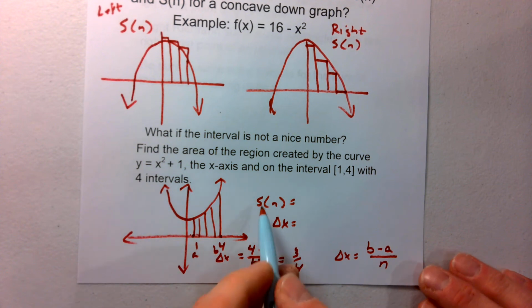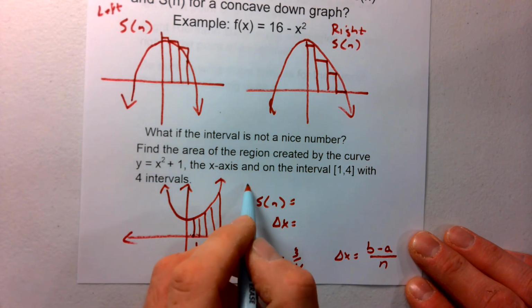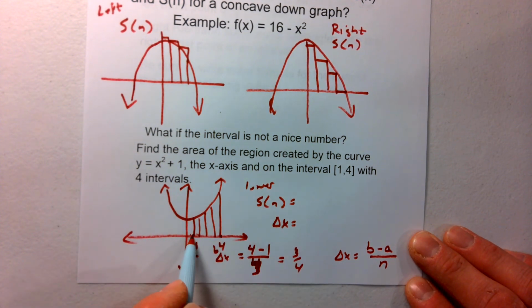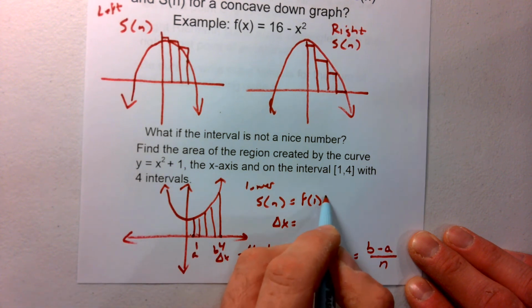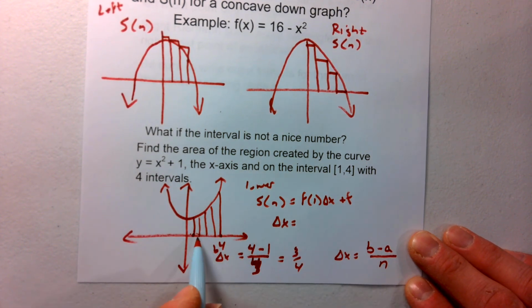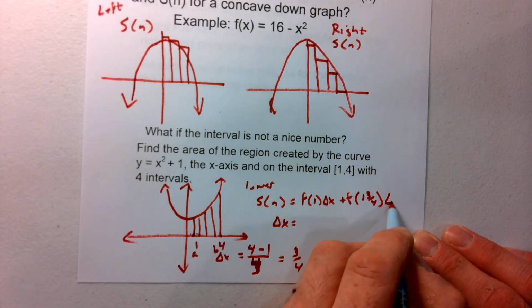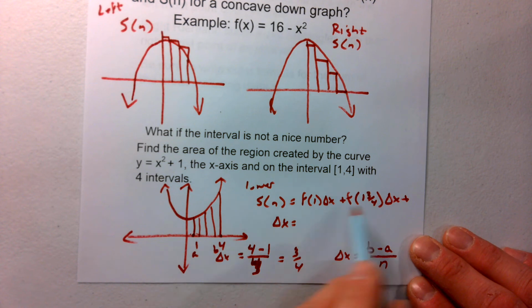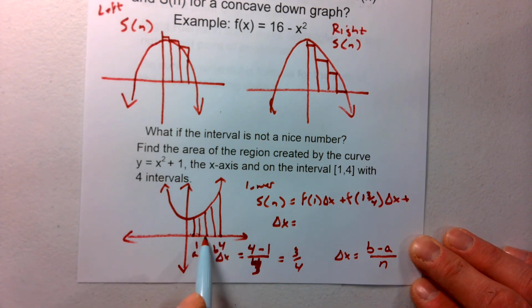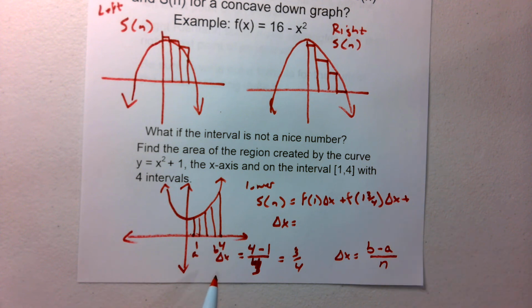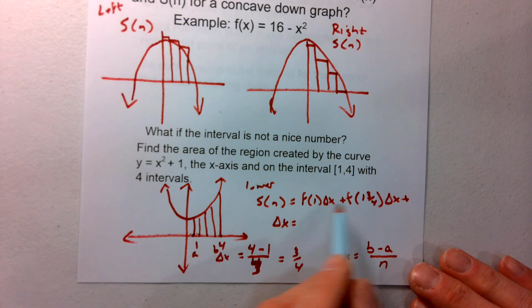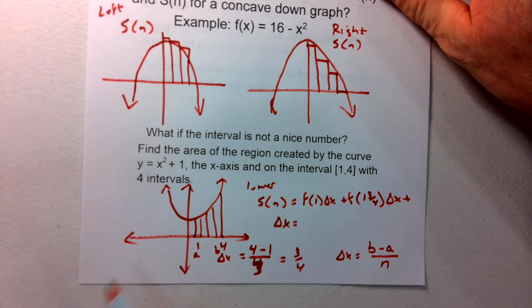So what would this little s of n, the lower sum, look like? Well, we would find f of 1 times delta x plus f of, it's not going to be f of 2 anymore, it's going to be f of 1 3/4 times our delta x. And to that we can add on 1 3/4 plus 3/4, and then add 3/4 again to get to our function or our notation there. All right, so that gives you an idea.